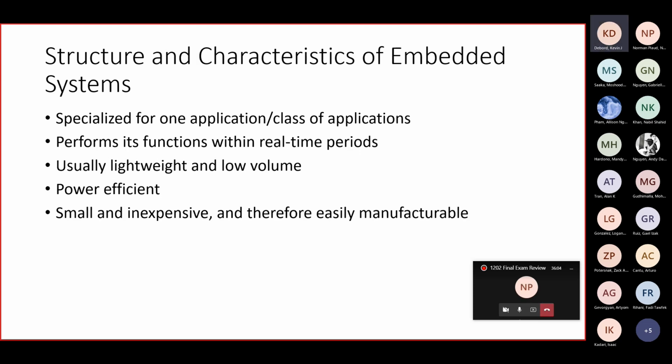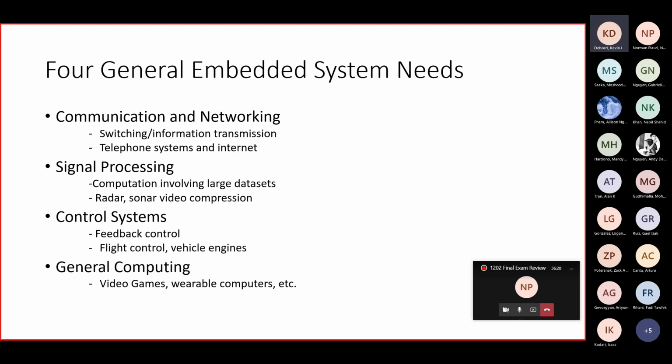So these are things you are going to have to memorize, unfortunately. So the structure and characteristics of embedded systems: they are specialized, which means they only have one function. They usually perform their function within specified time periods. They're more often lightweight and low volume because they need to be small, right? They're power efficient and they're inexpensive. So there are lots of them. Well, not right now, there's a shortage, but you know what I mean.